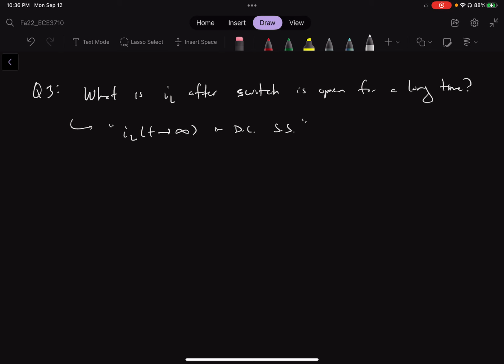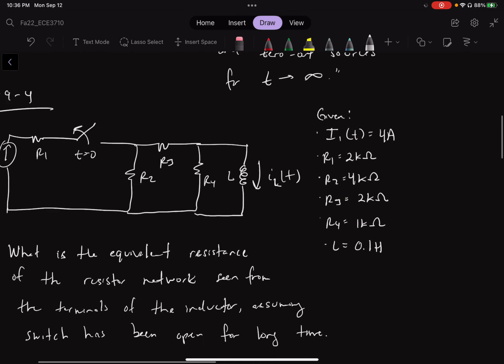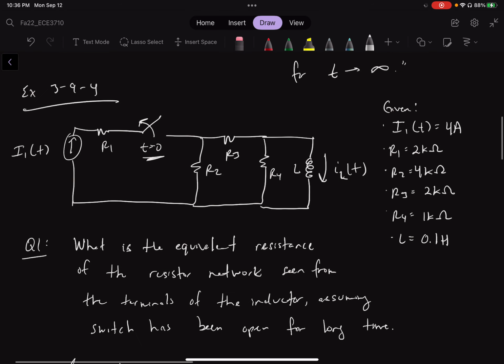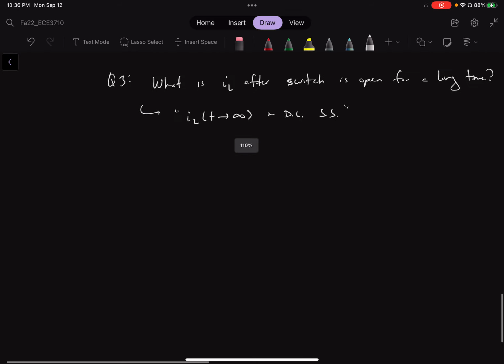Why t approaching infinity? Because the switch opens at t equal to 0. That was in the problem. T equal to 0, switch opens. So the switch opens at t equal to 0, and the switch has been open for a long time, and we're way past time equal to 0. We're at t approaching infinity. So let's try to get this value.